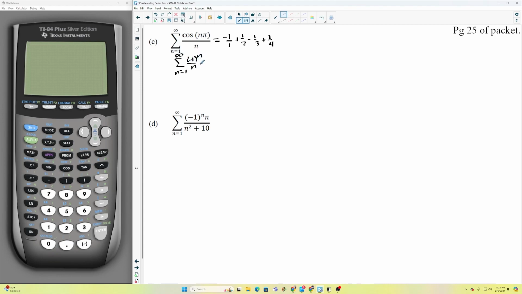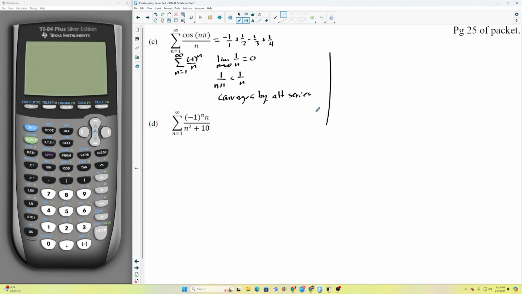Now this is the alternating harmonic series. So we can say the limit as n approaches infinity of 1 over n is equal to 0, so it passes the nth term test. And we can confidently say that 1 over n plus 1 is less than 1 over n, because if you hold the top constant and you have a bigger denominator, the bigger the denominator, the smaller the value. So we can say it converges by the alternating series test.